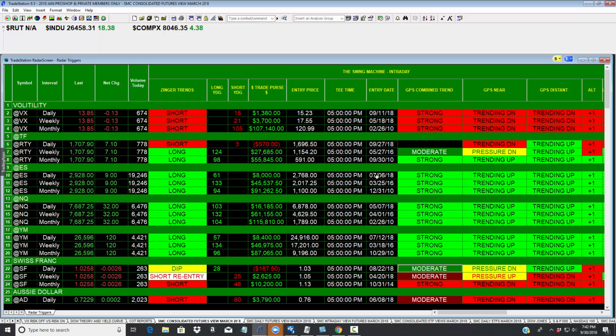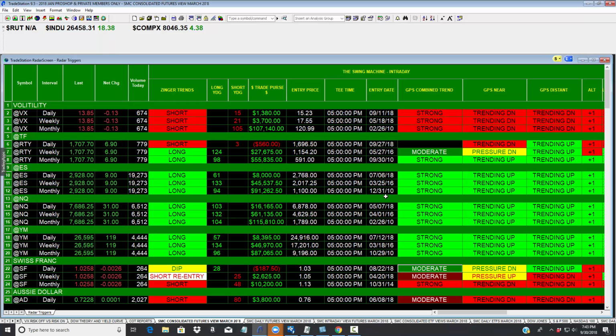One futures contract that went long on July 6th, and you would be up $8,000. The ES on a weekly, you can see that it's long for 133 weeks, strong, trending up. One contract that went long on March 25th of 2016 would be up $45,525. The monthly contract, the ES, went long 94 months ago on December 31st of 2010.